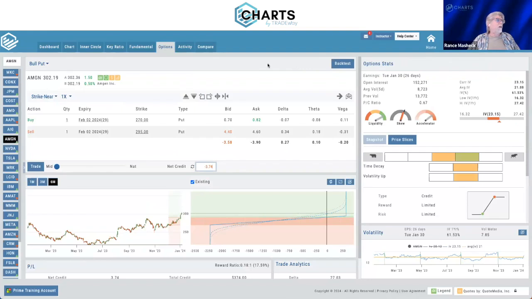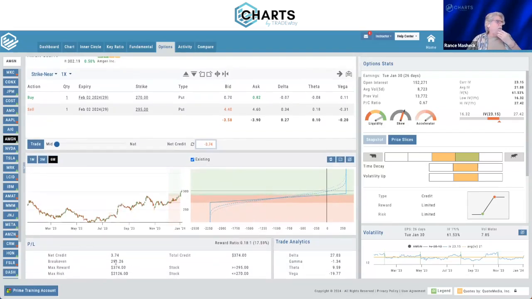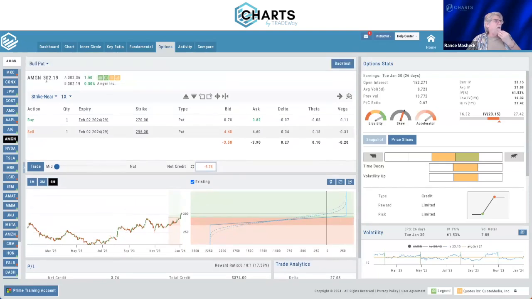So if you look at this here, what I just did was a bull put spread on Amgen. If the stock just does not drop below my break even, where's my break even? Our break even is at 291 and the stock is at 302. So if it doesn't drop $11, I'm going to be above my break even point, right? But you make money on time here, right?